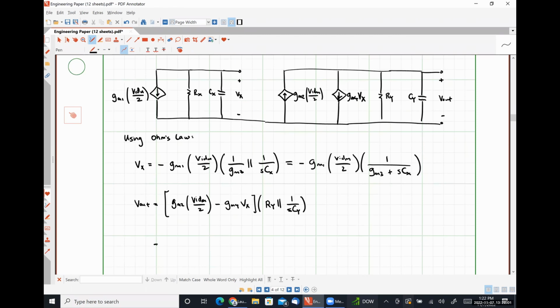So this is going to look like GM2 times VIDM over 2 times R02 in parallel with R04, which is just RY, over 1 plus S R02 in parallel with R04 times CY.